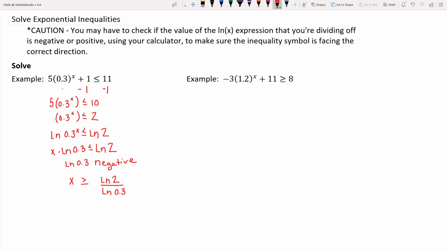And so then you would go ahead and take the natural log of 2 divided by the natural log of 3/10 in your calculator, and you would see that that's approximately negative 0.58. So x is greater than or equal to negative 0.58. So if you write that in interval notation, you'd use a bracket since you could be equal, and then negative 0.58, and then anything bigger, so to infinity, and then use a parenthesis to close that off, and that would represent your solution set.